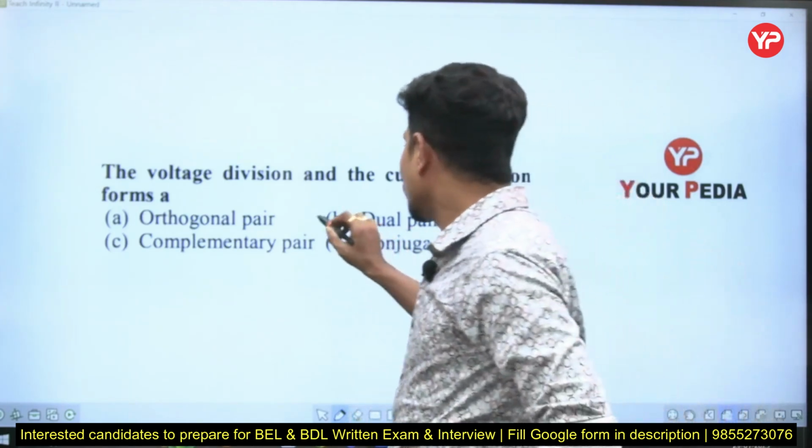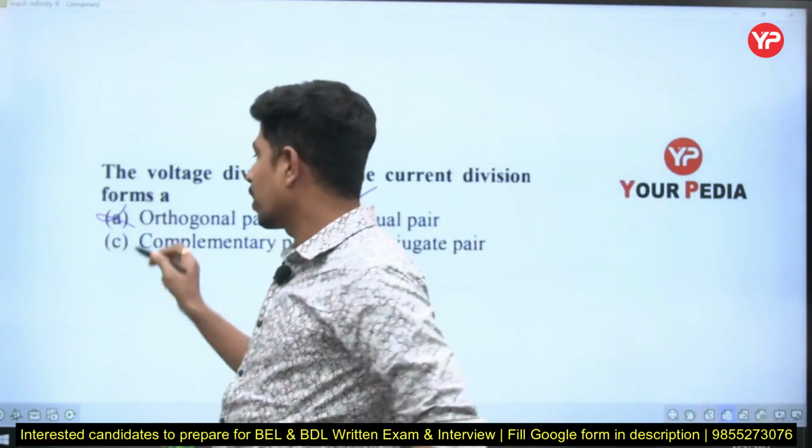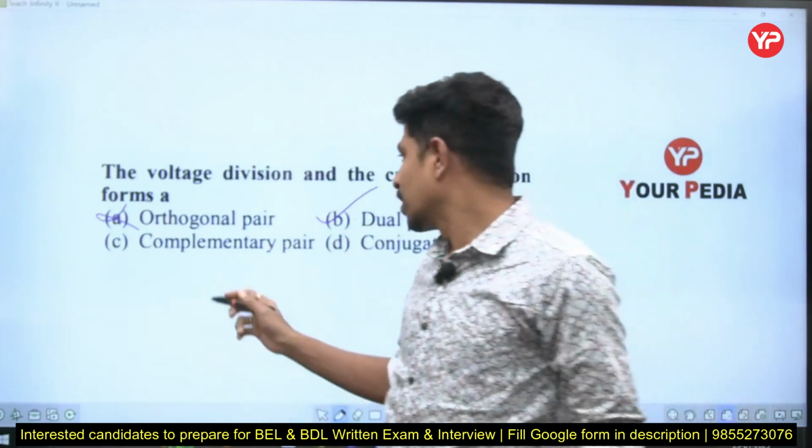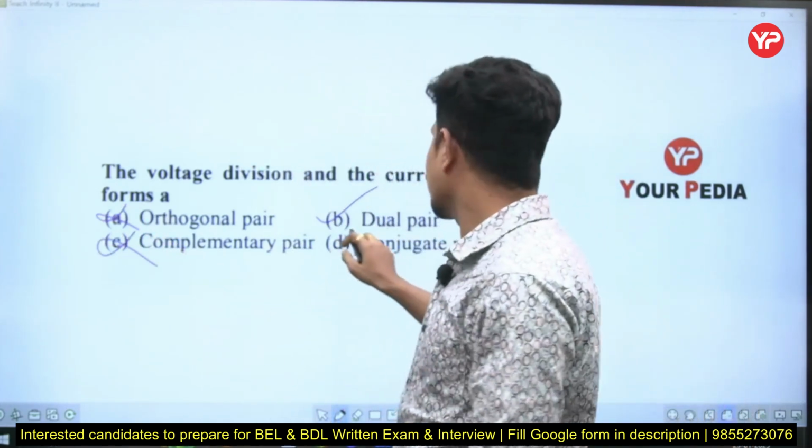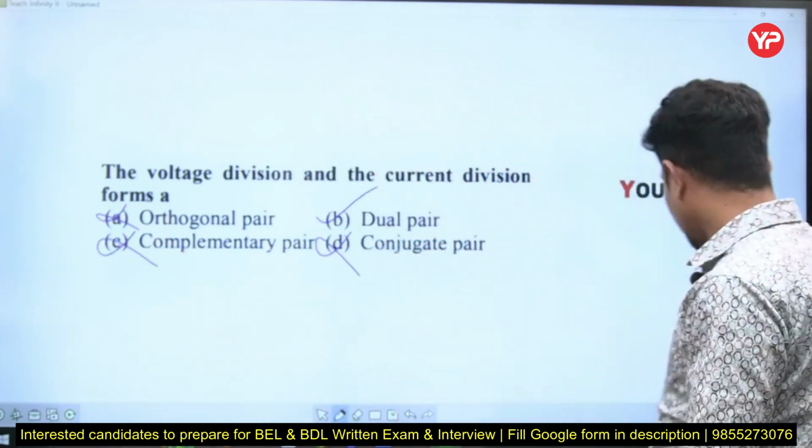That is a dual pair. It is not an orthogonal pair. Orthogonality means a 90 degree angle. Complementary pair, no. Conjugate pair, no. It is a dual pair, right?